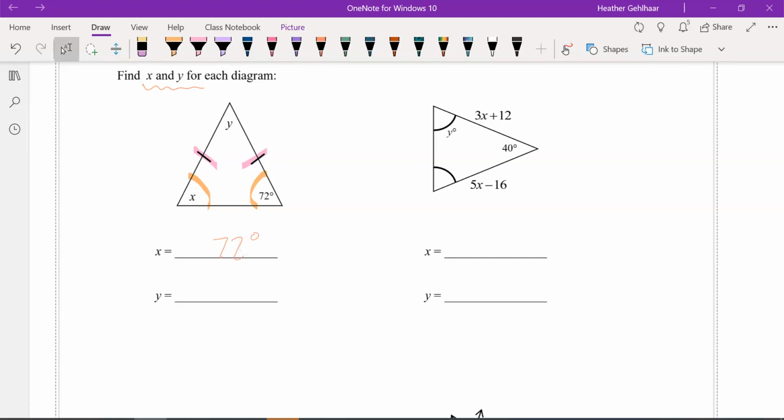If that is 72, we can absolutely find this angle here for y, because we know if we do x plus y plus 72, that will equal 180. We know that our x is actually 72, right? So 72, when we subtract those, we'll get y equals 36 degrees.